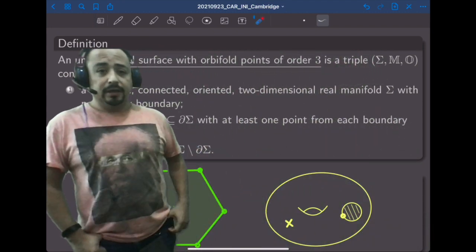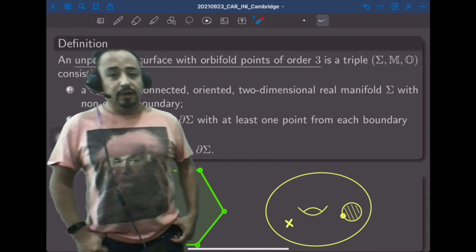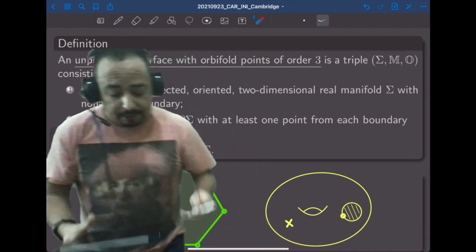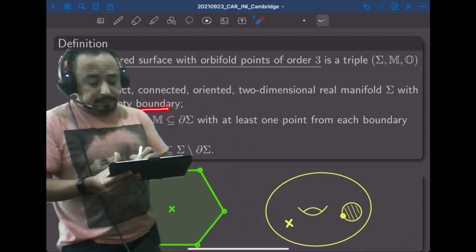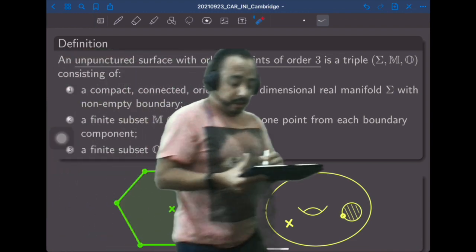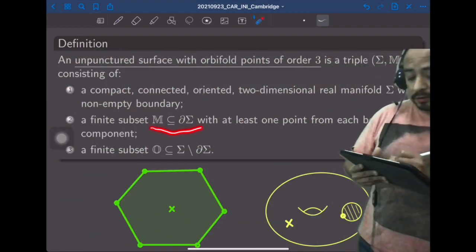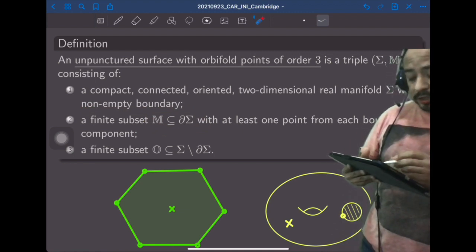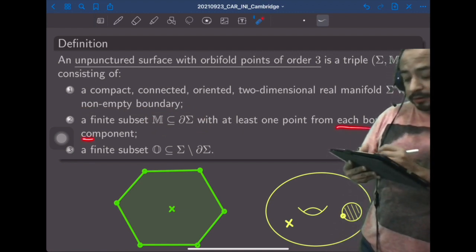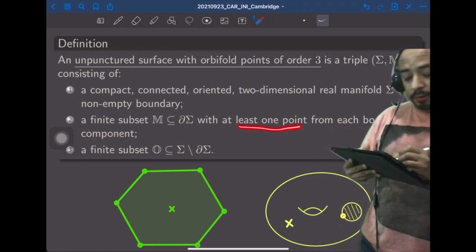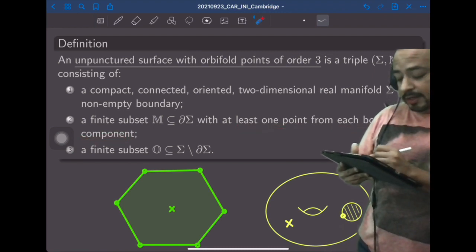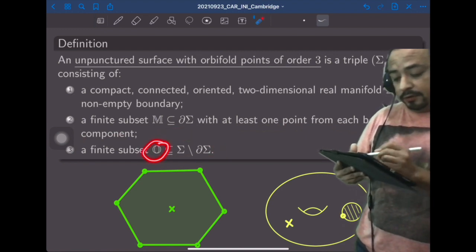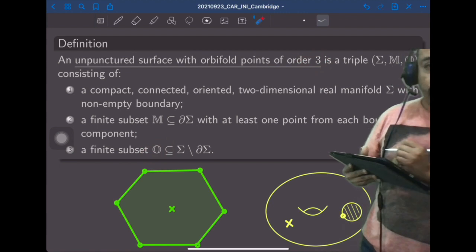Such a surface is just a triple consisting of a surface sigma, which I'm going to assume to have a non-empty boundary. Then a finite set of marked points on the boundary, and I'm going to assume that each boundary component contributes at least one point. And then a finite subset of the interior of the surface, which are the orbifold points, which are going to be those orbifold points of order 3.